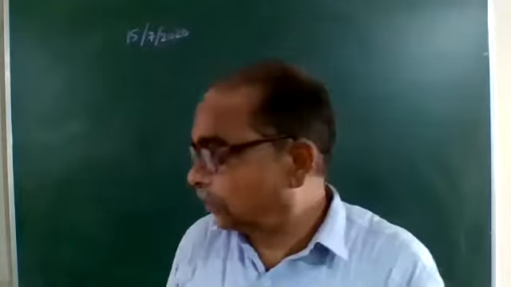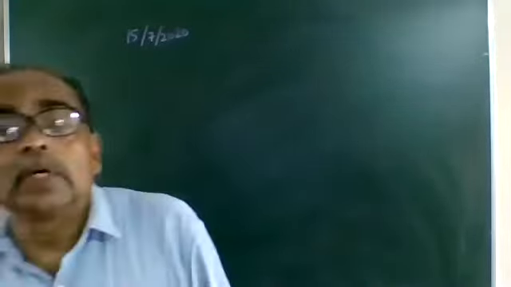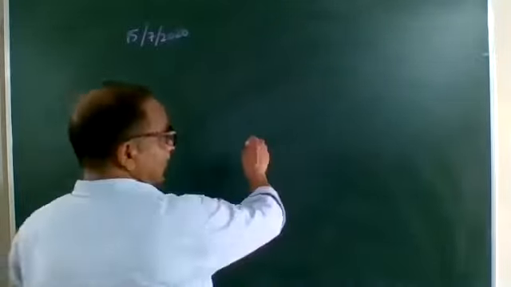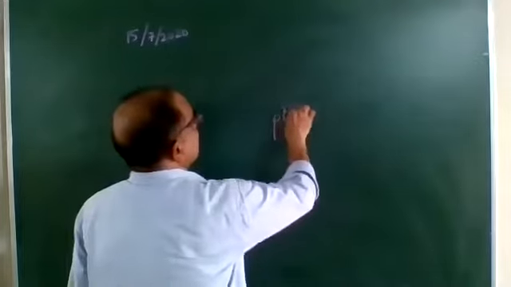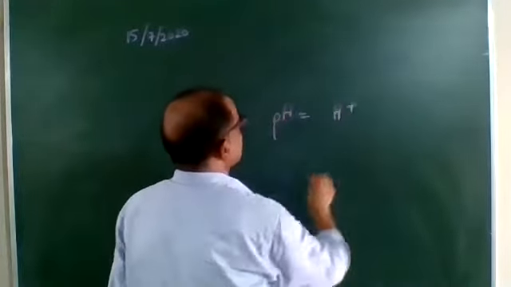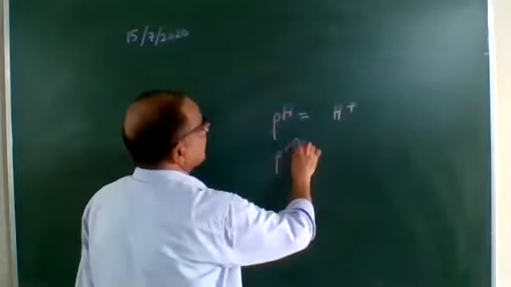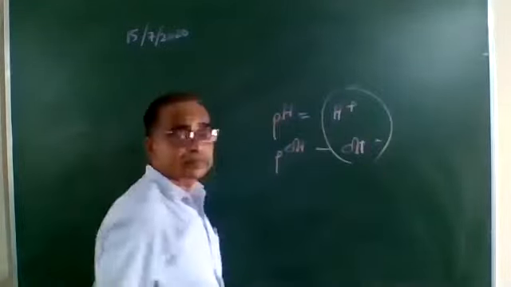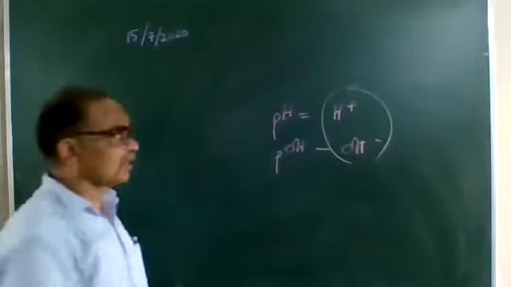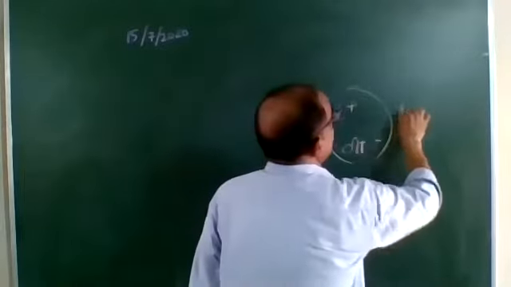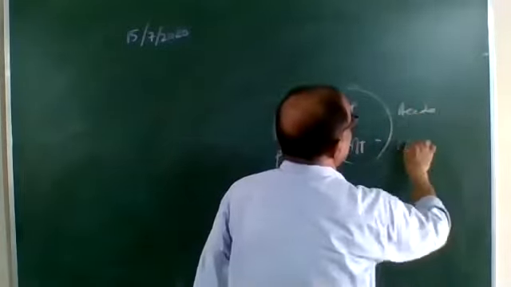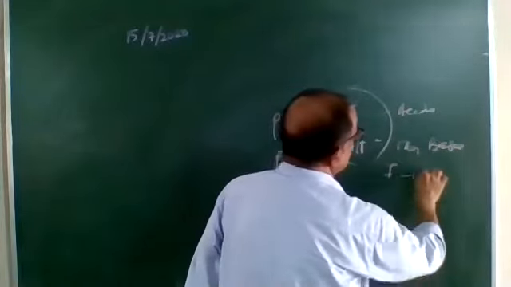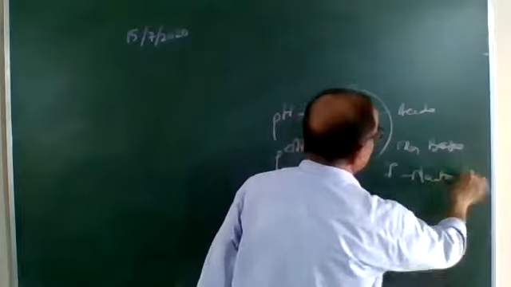Now, yesterday we were doing pH. I'll just revise that one. pH is the strength of hydrogen ions and pOH is the strength of hydroxide ions. This is what we studied yesterday. If the pH is less than 7, it is acidic, and more than 7, basic. And when it is 7, it is neutral. This much we studied yesterday.